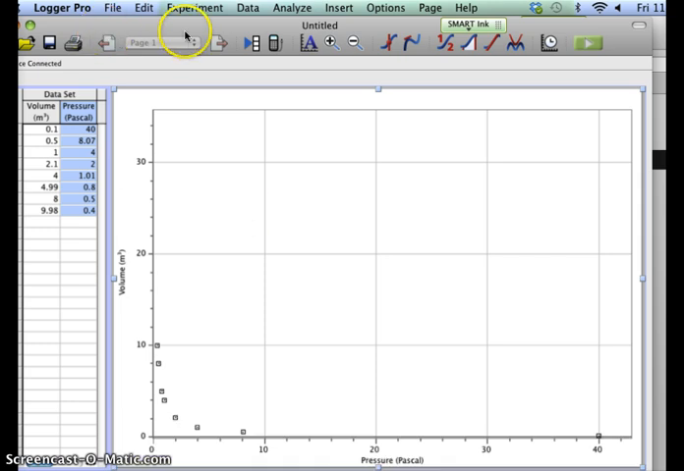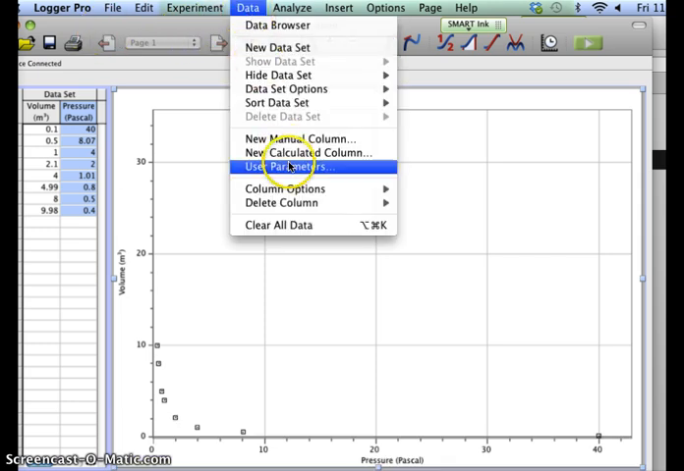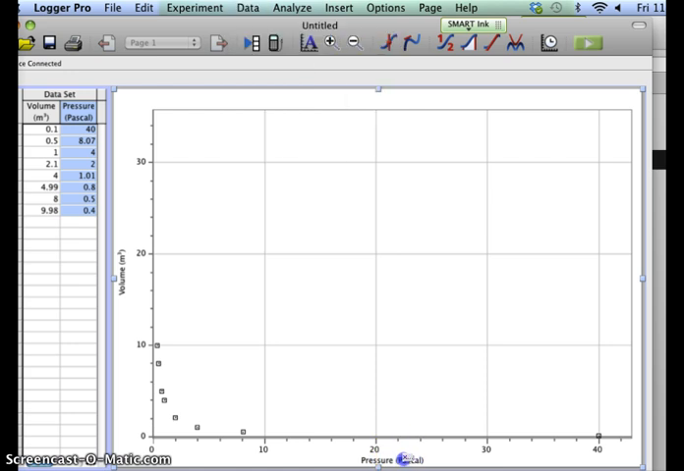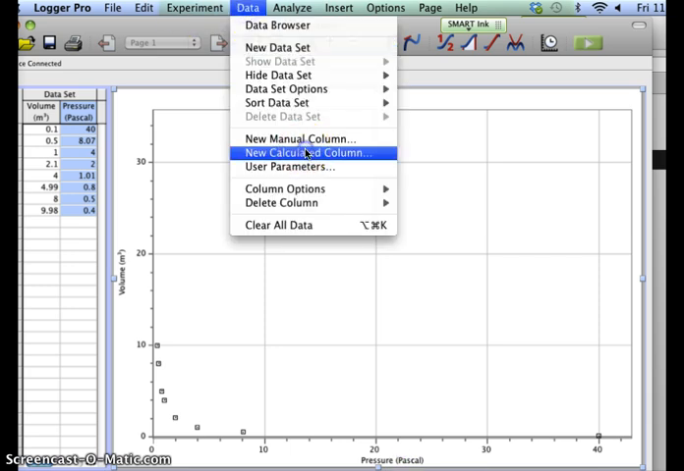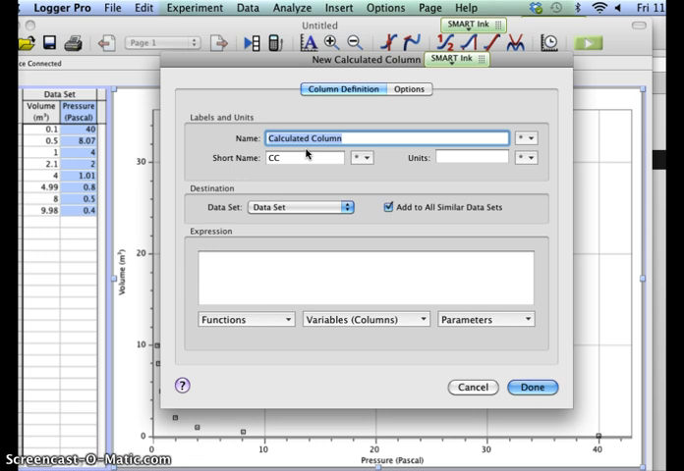It's quite easy. You go up to the top, you go Data, New Calculated Column. You're going to have to remember that. Okay? This is how you tell Logger Pro how to make a new column. Once you have a new column, that column will appear here, and one of our choices on this axis will be 1 over pressure. Instead of just pressure, we will have a third option here. So once we create a new column, we will have another option on what to graph. Are you guys following me? Yeah. So Data, New Calculated Column. What does this new column need to be?